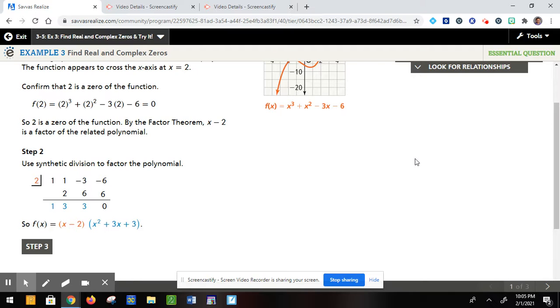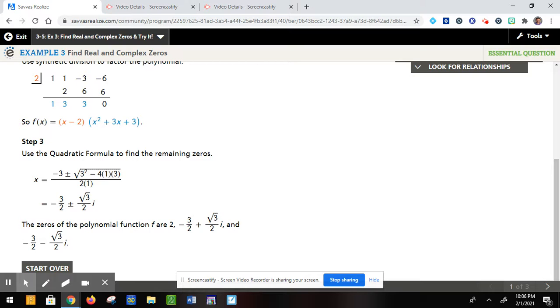We already know that the other 2 zeros of this function are imaginary by looking at the graph. So while you have many ways to solve a quadratic, since you know that the zeros are imaginary, you don't need to bother trying to factor. It's not going to work. So you're going to jump straight to the quadratic formula. When you do, you get negative 3/2 plus or minus root 3 over 2i. So your 3 zeros of the function are 2, which we found originally by looking at the graph, and then negative 3/2 plus root 3 over 2i and negative 3/2 minus root 3 over 2i. So those are your 3 zeros.